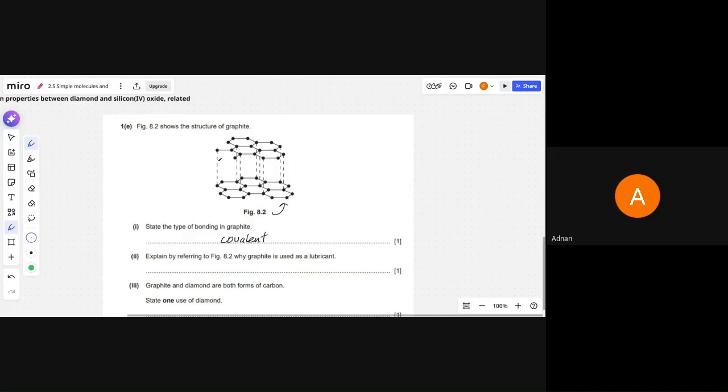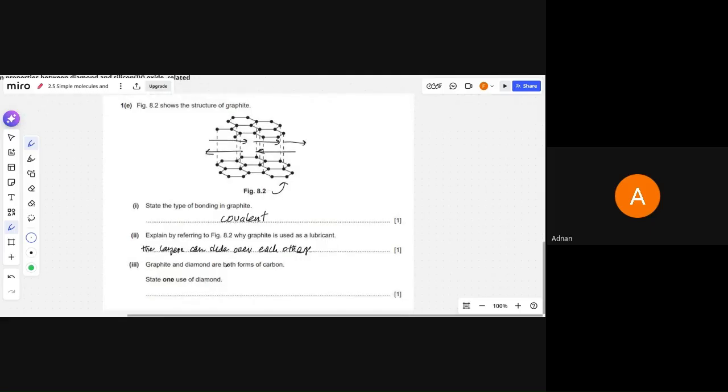You see, this is the exact thing that I just explained. Since we have weak intermolecular forces of attraction, the layers can slide, right? So how will you answer this question? You will say that the layers can slide over each other, right? So this is going to get you another mark.